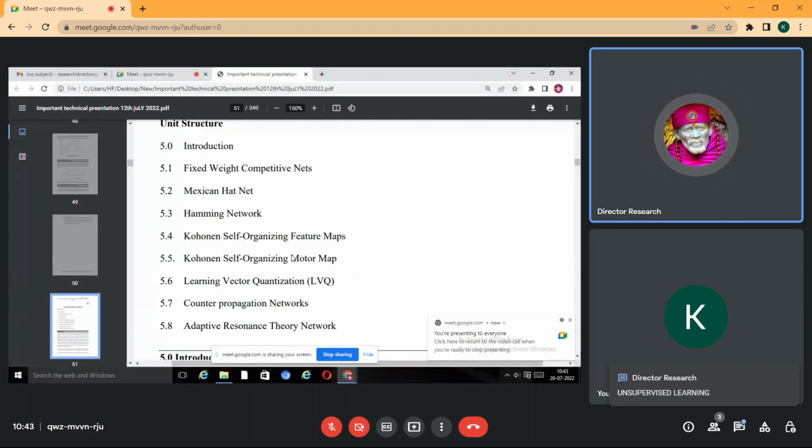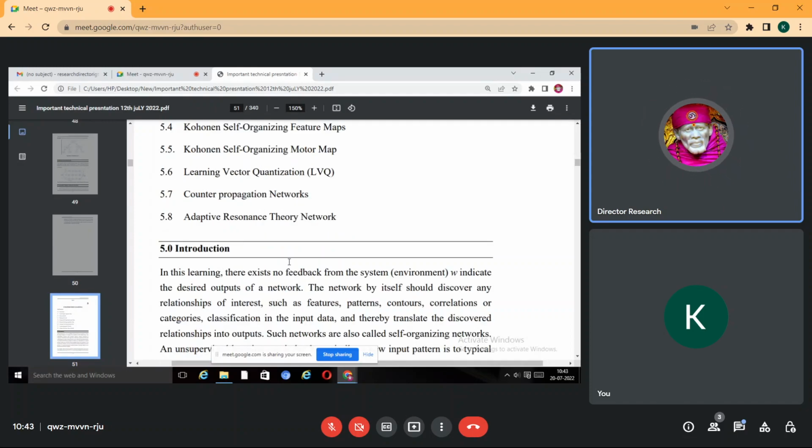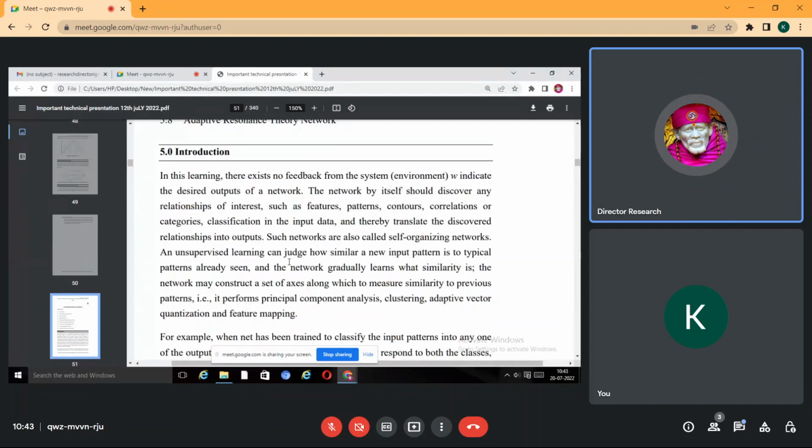Under this come the Hopfield net, Kohonen self-organizing feature maps, learning vector quantization, counter propagation networks, and adaptive resonance theory networks. In this learning, there exists no feedback from the system environment. There is no indication of the desired output of a network.